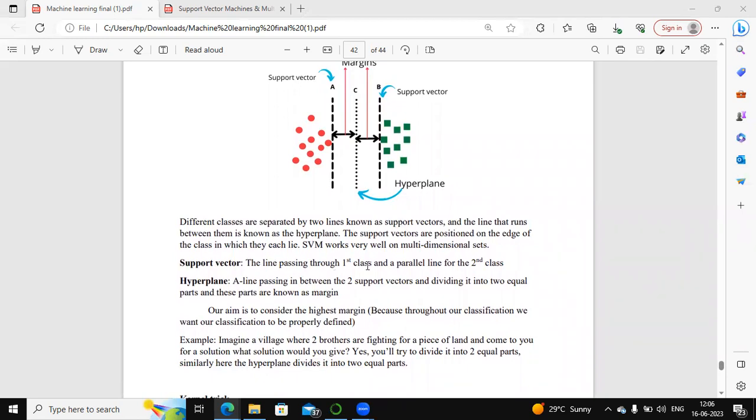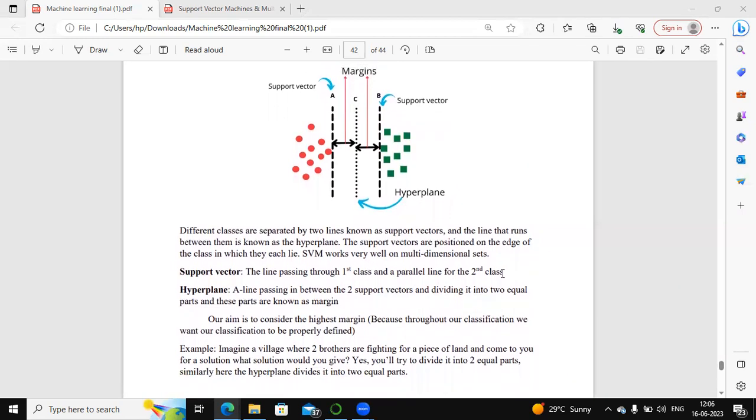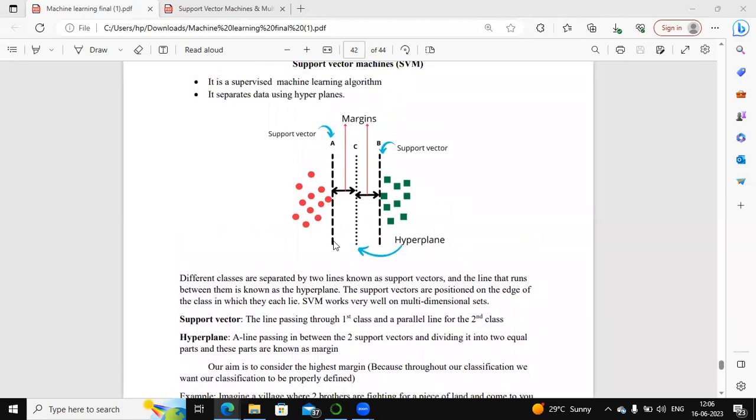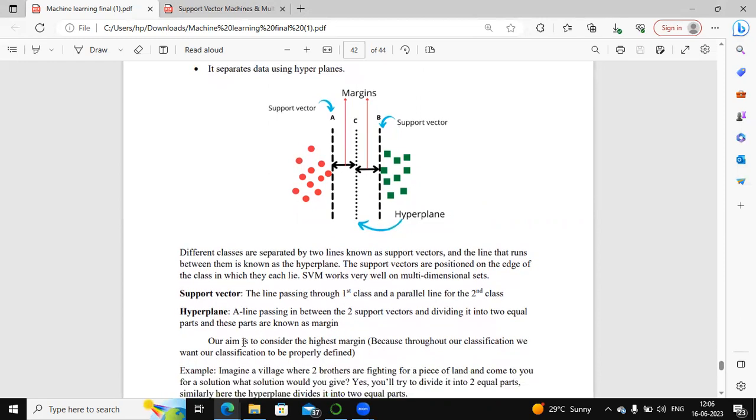Now let's see the theory. The line passing through the first class and the parallel line for the second class is the support vector. Now let's see the hyperplane, a line passing in between the two support vectors, dividing it into two equal parts. These parts are known as margins, and they are equidistant.